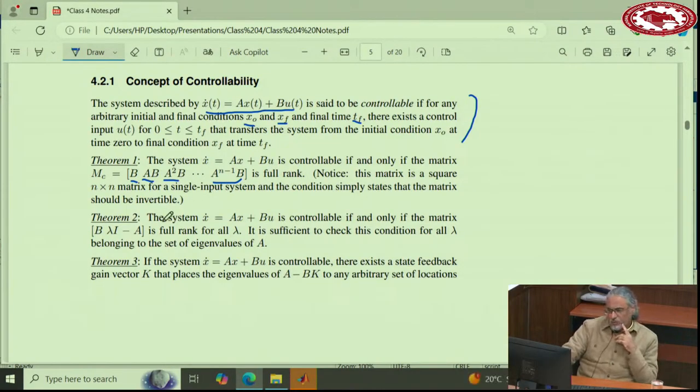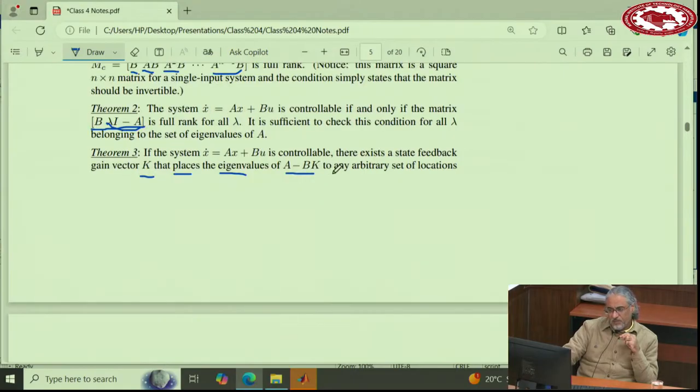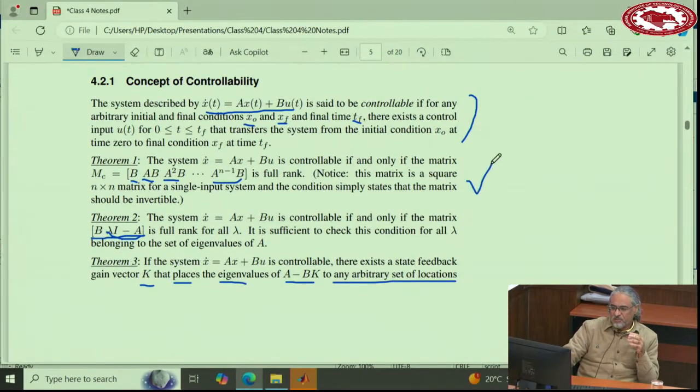Theorem 2 says that this system is controllable if and only if the matrix B and lambda I minus A is full rank for every lambda, and then there exists a K to place the eigenvalues at any arbitrary location. So controllability, we defined it, and you can check whether the system is controllable or not, either here or here. This is really easy. Even MATLAB can do it for you. If it's controllable, then you are sure that there exists a K that can place the poles at any arbitrary location.